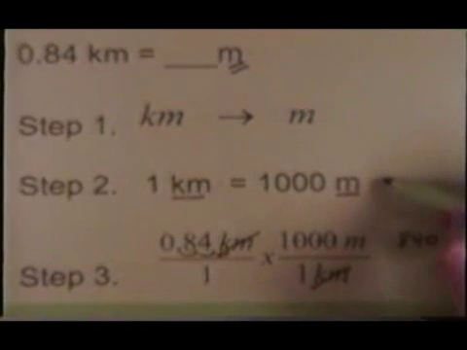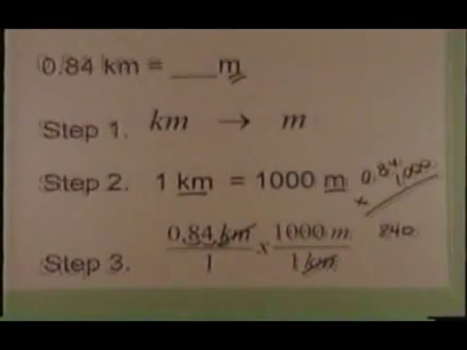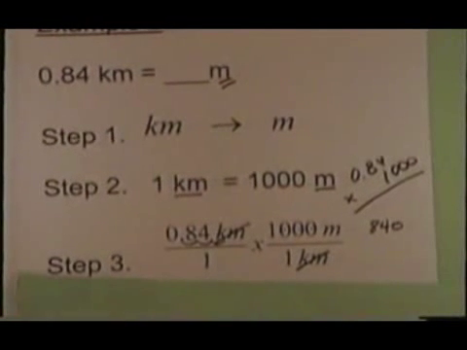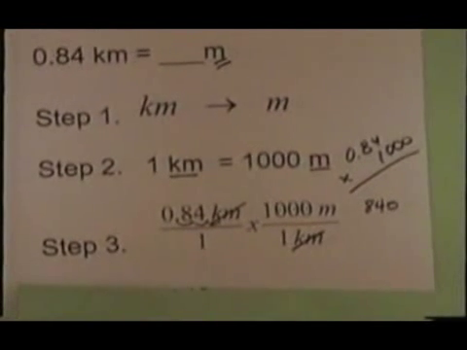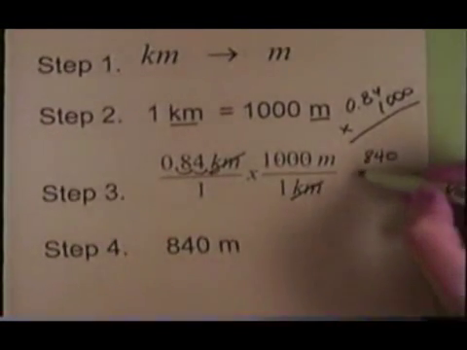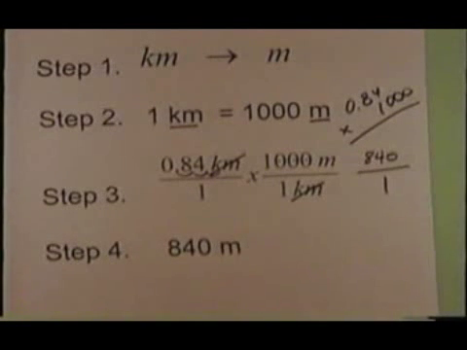And you could literally multiply 0.84 times 1,000 if you needed to. Whoops. There we go. Sorry about that. Finally then, that's going to be 840 on the top. 1 times 1 is 1 on the bottom. So that's 840.